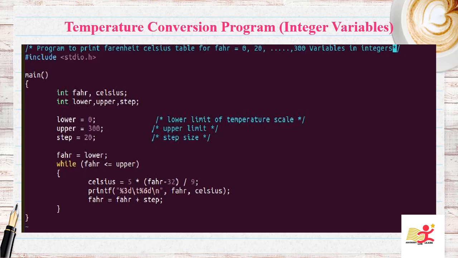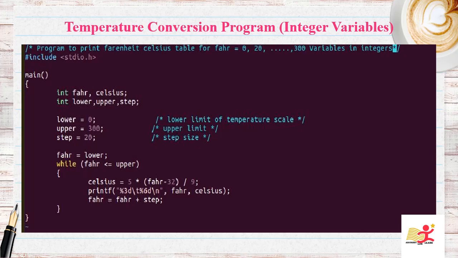And the computation is done using the formula celsius equal to 5 into fahr minus 32 by 9. And the reason for multiplying by 5 and dividing by 9 instead of just multiplying by 5 by 9 is that in C, as in many other languages, integer division is truncated. Any fractional part is discarded. Since 5 and 9 are integers, 5 by 9 will be truncated to 0, and so all the Celsius temperatures calculated will be 0. So that's the reason we are using the formula in this way.